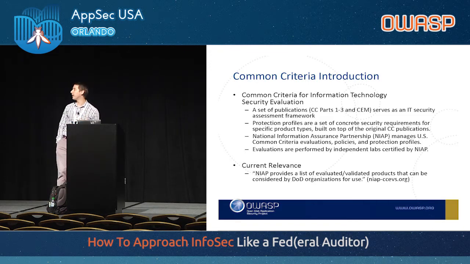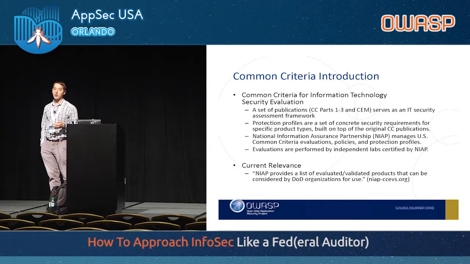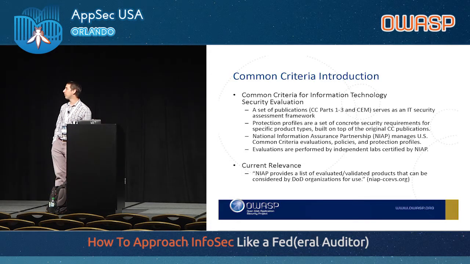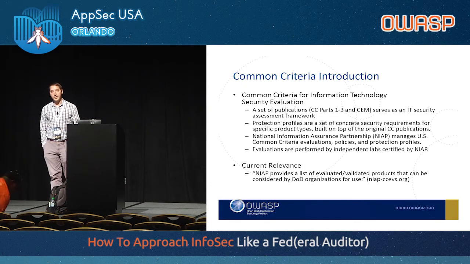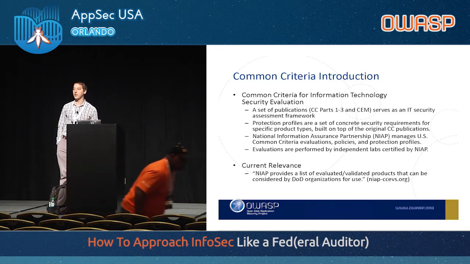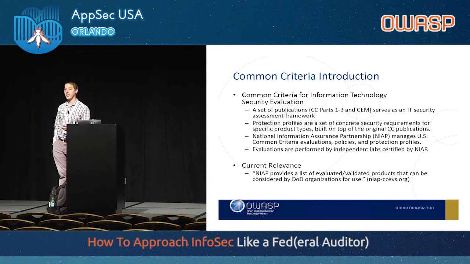Right now in the US, the people who manage protection profiles is NIAP, National Information Assurance Partnership. So not only do they manage the actual protection profiles, but they also manage evaluations and policies and interpretations and things like that. And then similar to FIPS, there's an independent certified laboratory that actually does the evaluation and testing against the standards and then submits the paperwork to NIAP and talks to them about final accreditation.